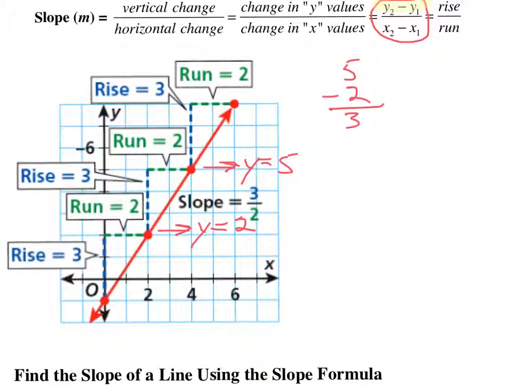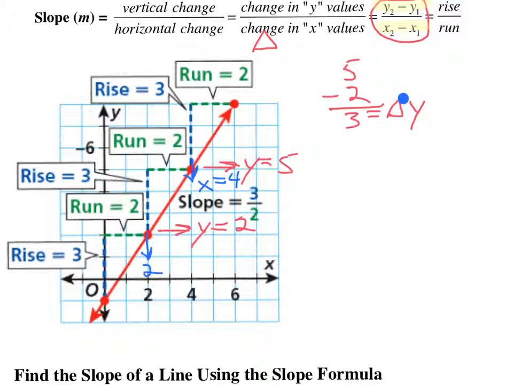Let me digress for a minute. This word change can be abbreviated by a little triangle. It means change. So 3 equals the change in the y values. At this point, the x value is 2. And at this point, the x value equals 4.